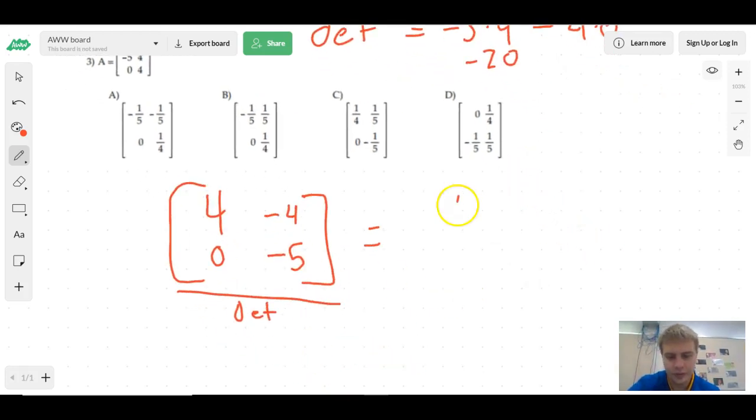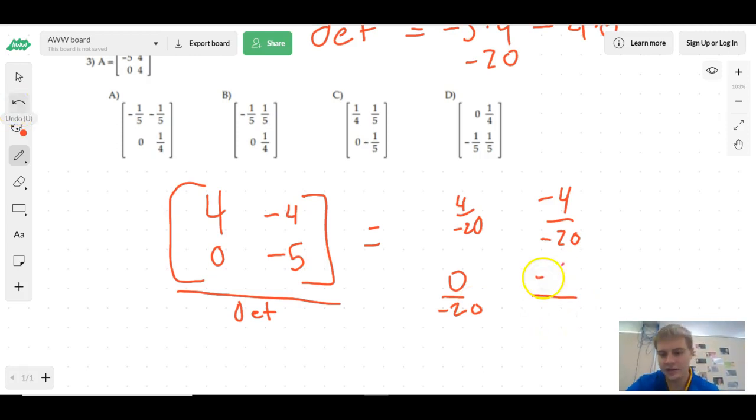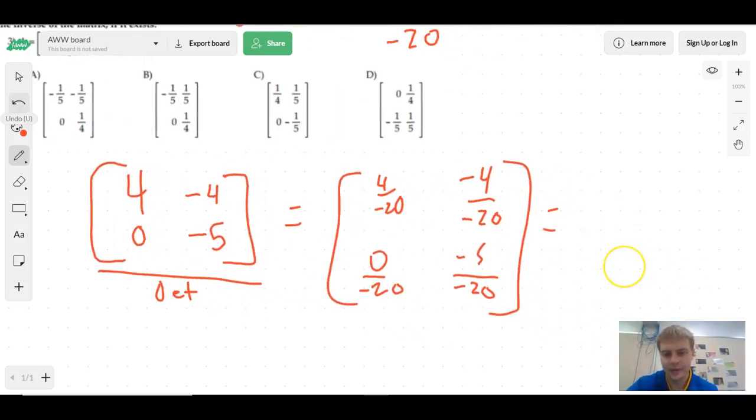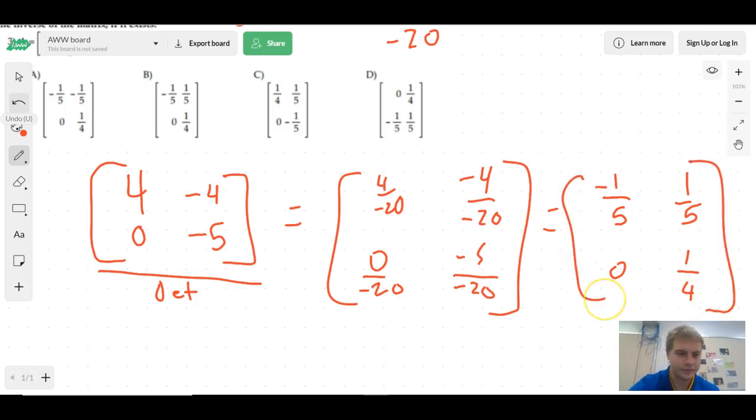which would give you 4 over negative 20, negative 4 over negative 20, 0 over negative 20, and negative 5 over negative 20. Those can all simplify to be negative 1 over 5, 1 over 5, 0, and 1 over 4. So then when I look, B would be my correct answer.